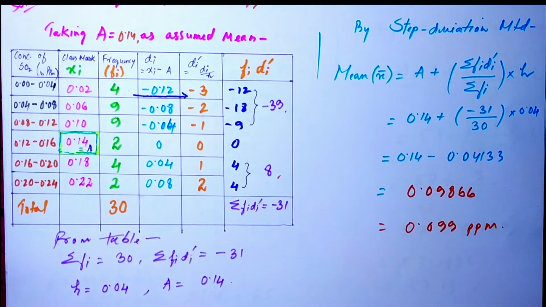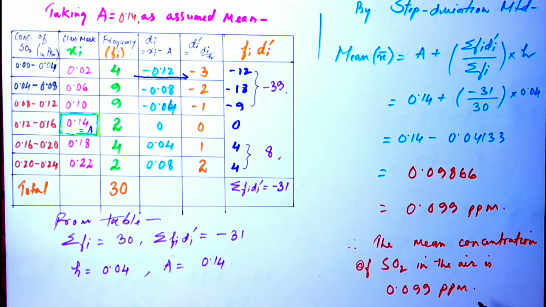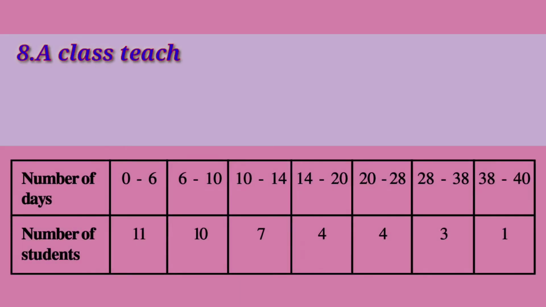Thus, therefore, the mean concentration of SO2 in the air is 0.099 ppm. This is our answer. Here we have a question.